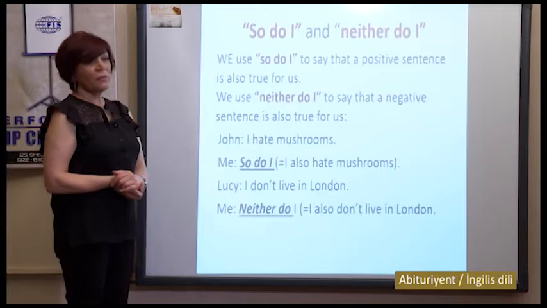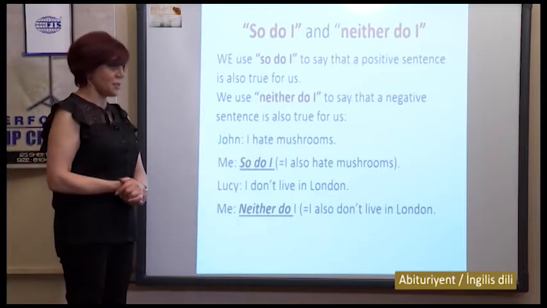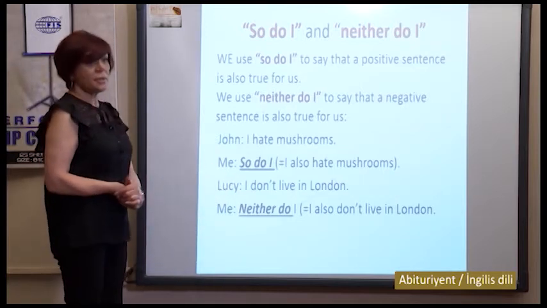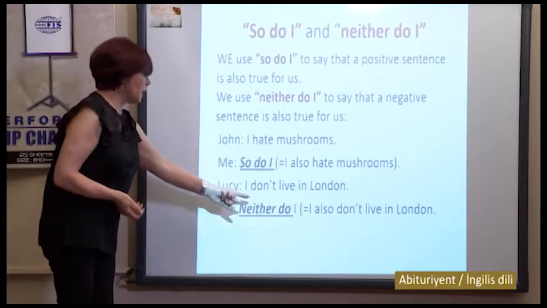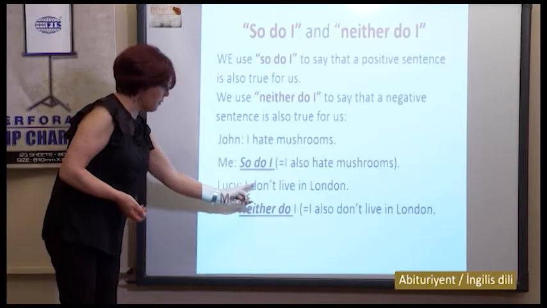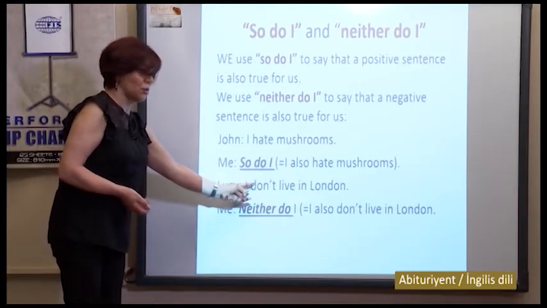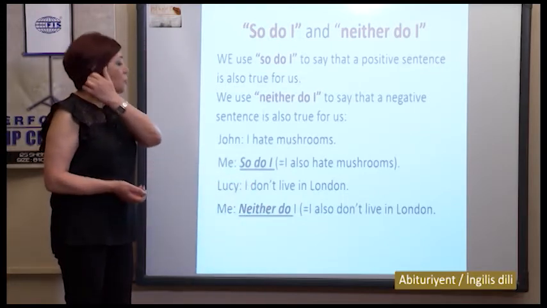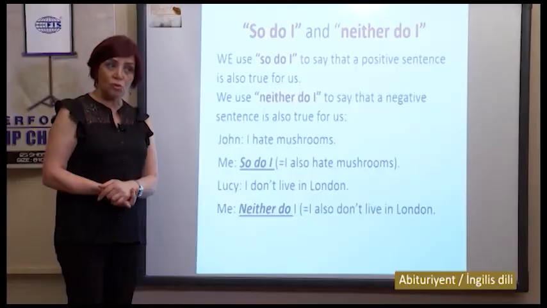Lucy says, "I don't live in London." This is a negative sentence, and you say "neither do I." So again, why do? Here you say "don't," and in the negative we take this auxiliary do. "Neither do I" means that you don't live in London either, and this negative sentence is also true for you.